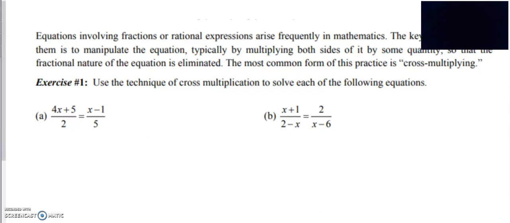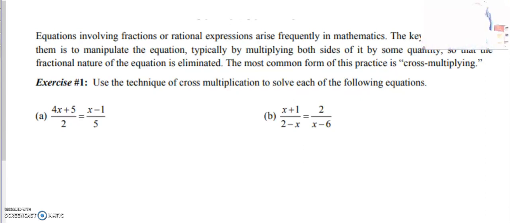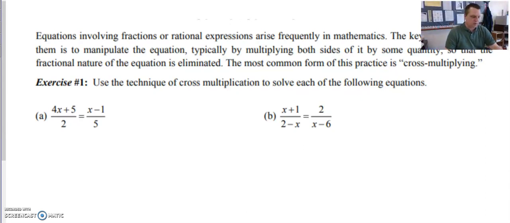Hello everyone. We are doing lesson 12, Unit 10, when we are solving fractional equations. So we've looked at only expressions so far and simplifying them and canceling. So now we have equations, so they have an equal sign. So we want to solve for x.